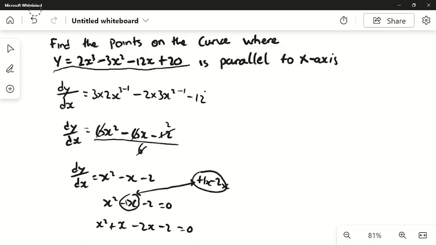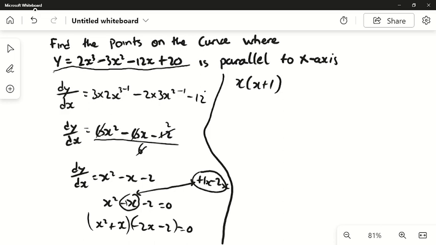What's wrong with this? Okay, so we bracket this, and bracket this. What is common in this first part is x, so x is common: x open bracket x plus 1. What is common in the second part is minus 2: minus 2 open bracket x plus 1. Because minus 2 times x is minus 2x, and minus 2 times 1 is minus 2. So bring the outside together and choose any of the inside.